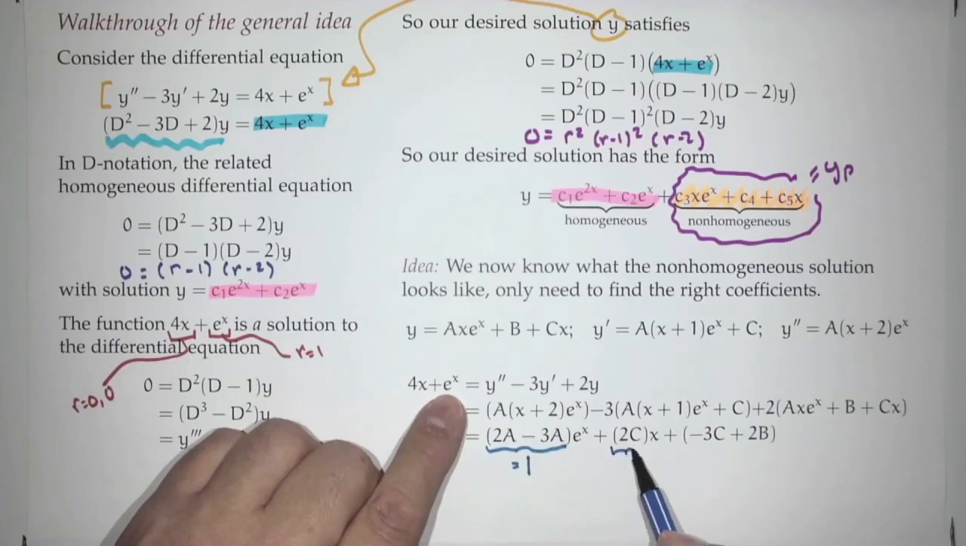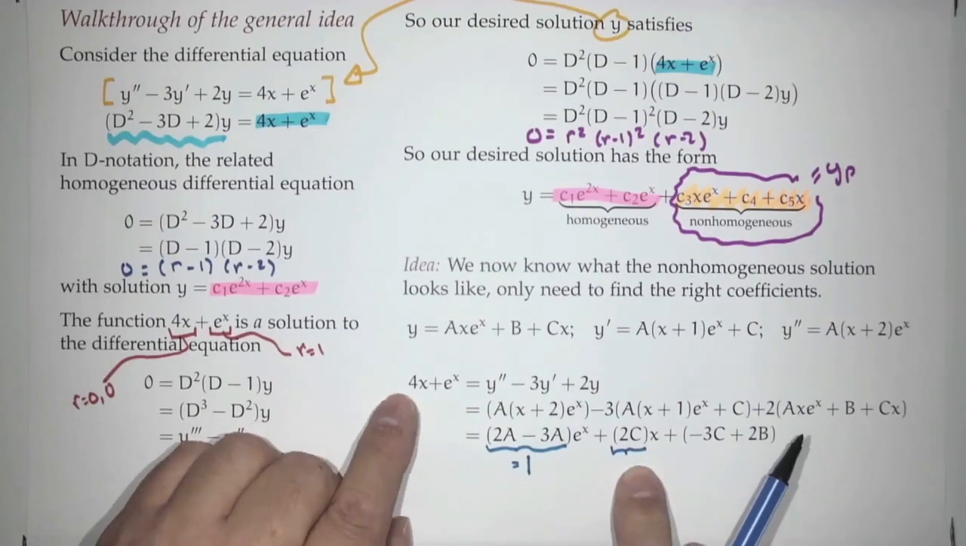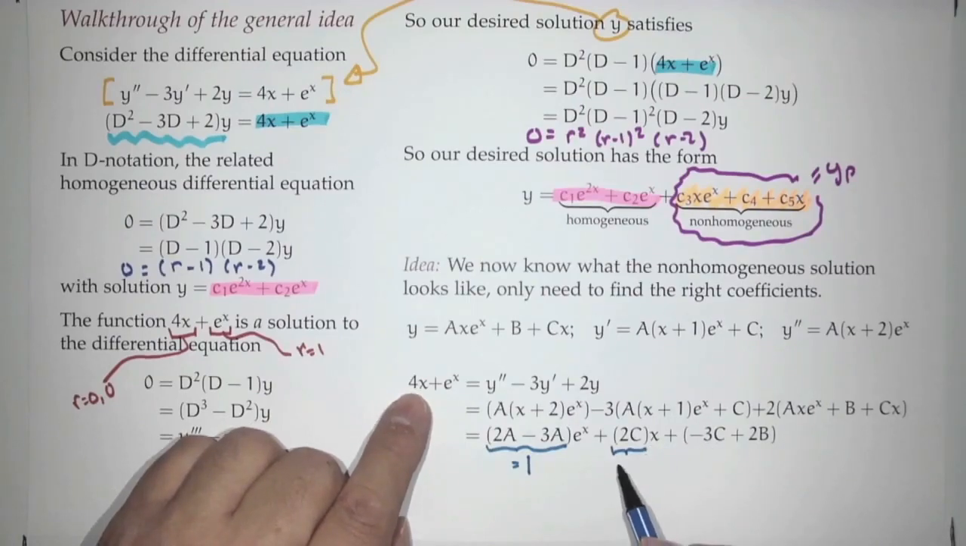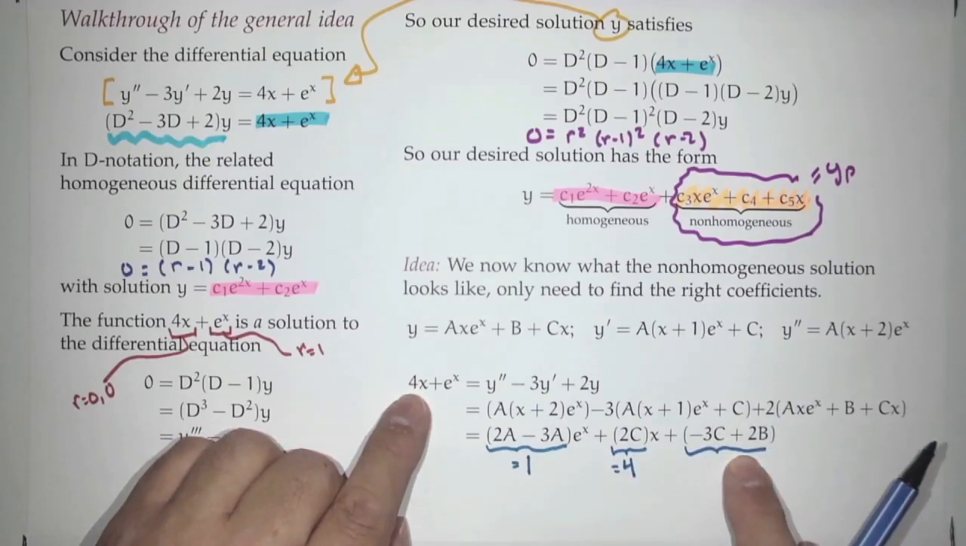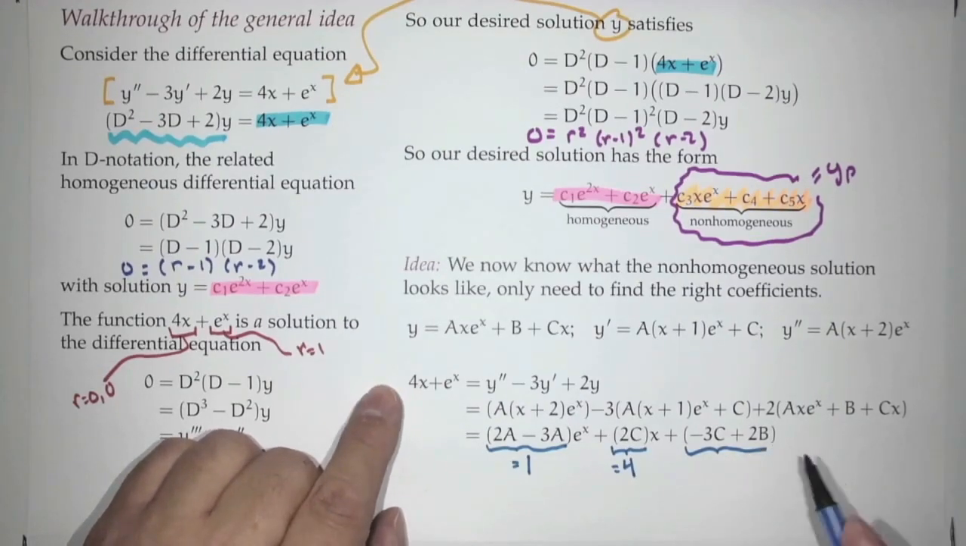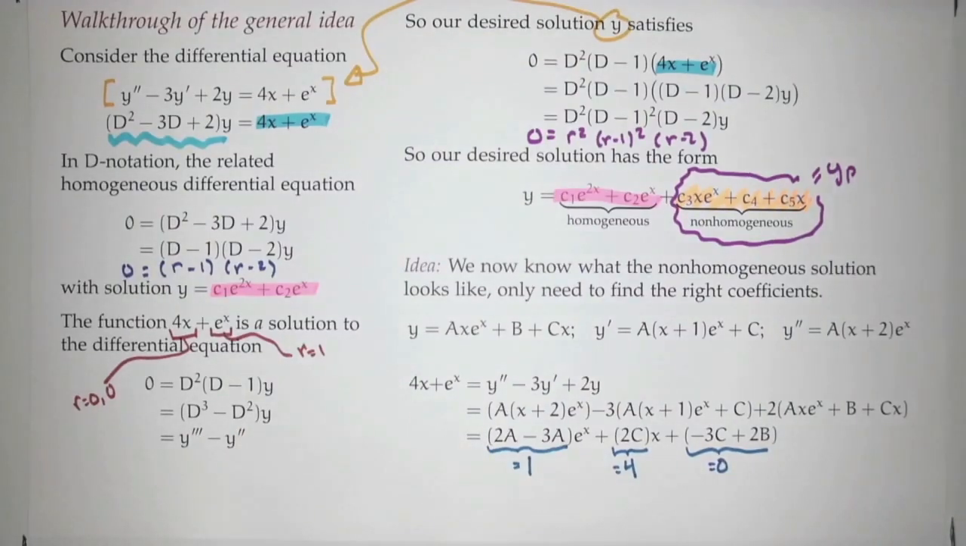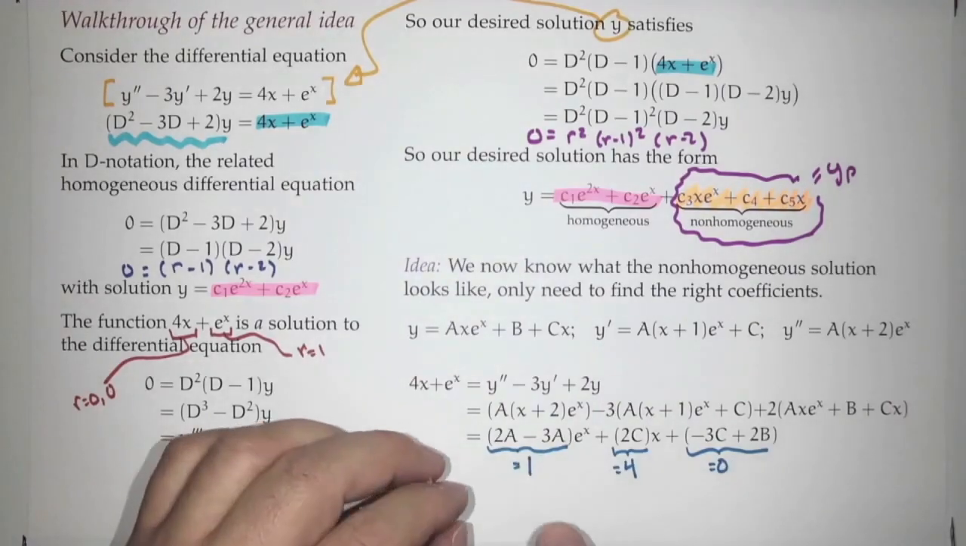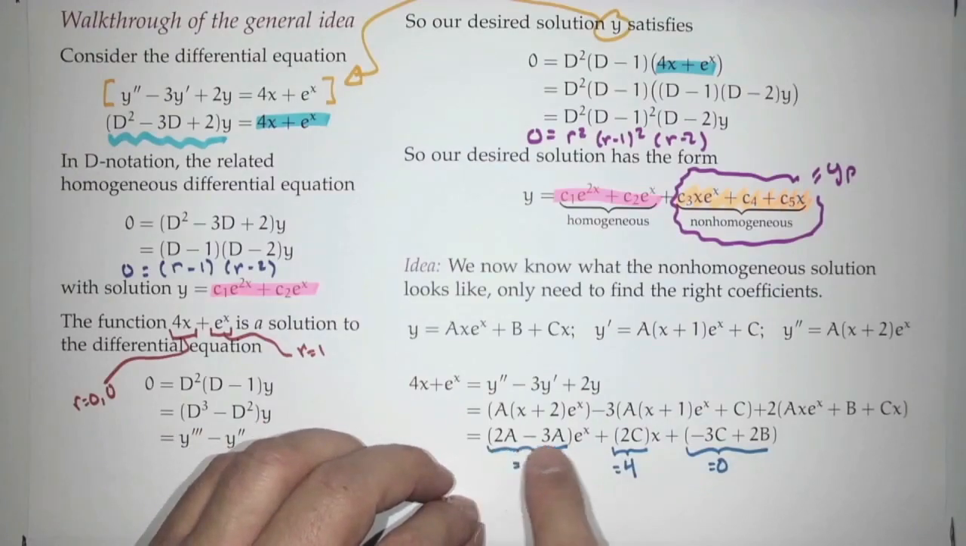Okay, how about the 2c? What should be true there? It should equal 4, because the coefficients have to match. How about this, minus 3c plus 2b? 0. Why? Because the constant over here is plus 0. So if something's missing, we make that equal to 0. So now we have 3 equations and 3 unknowns. If we can figure out the right choices for a, b, and c for this to work, then we're good. Well, is there a choice for a where 2a minus 3a equals 1?